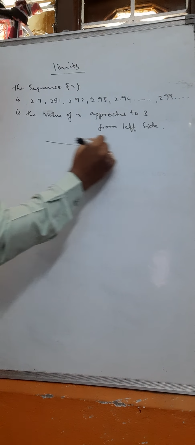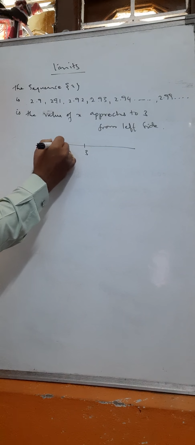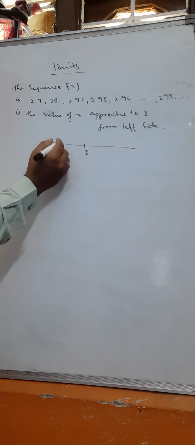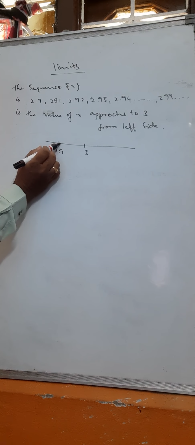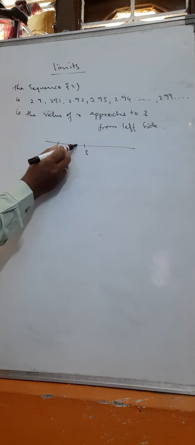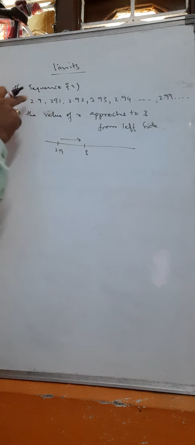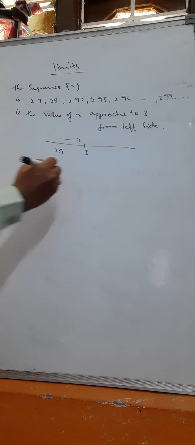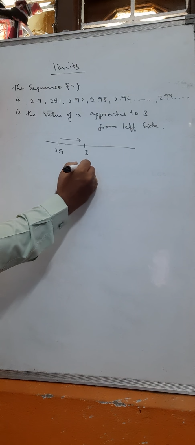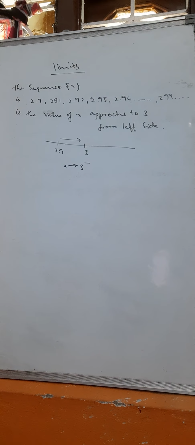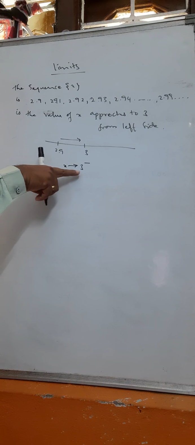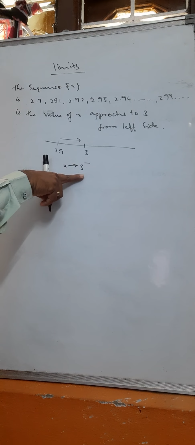See, here it is a line, here it is 3, here it is 2.9. So after 2.9, 2.91, 2.92, 2.93, 2.94, 2.99, 2.999. So here the sequence approaches 3 from left side. It is denoted by x is tending to 3 minus. It is called limit, x tending to 3 minus.